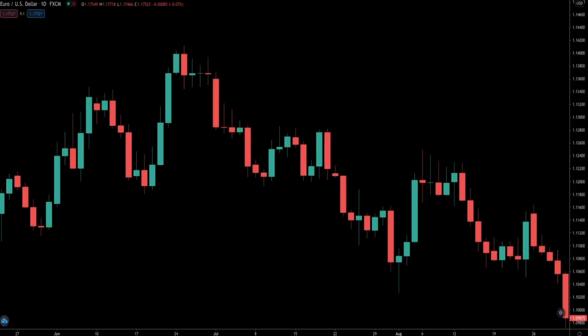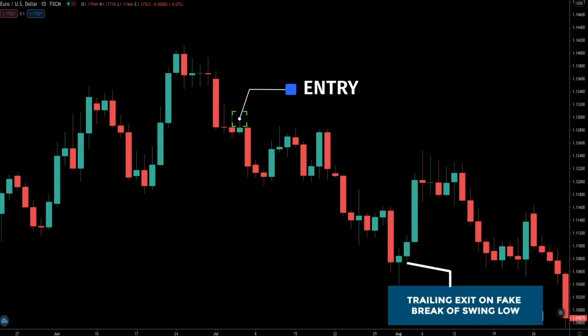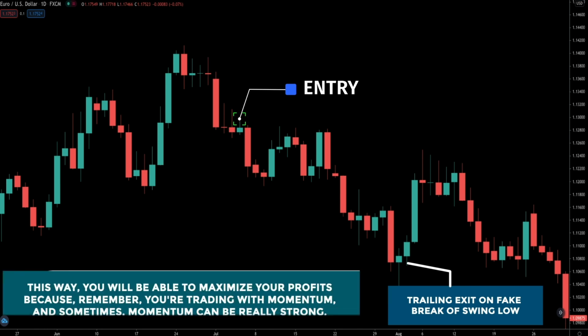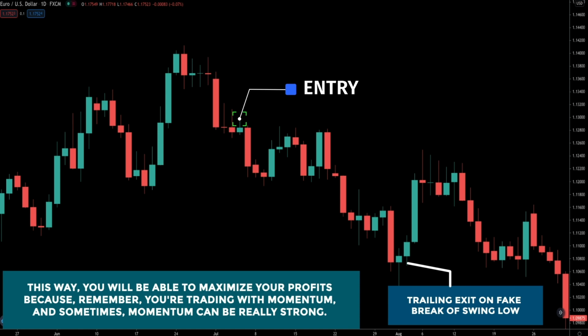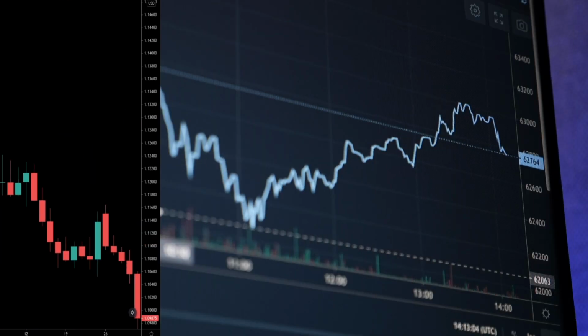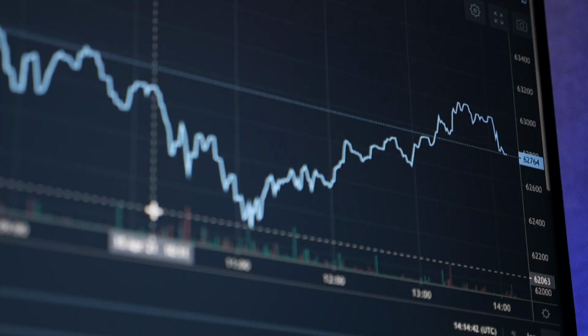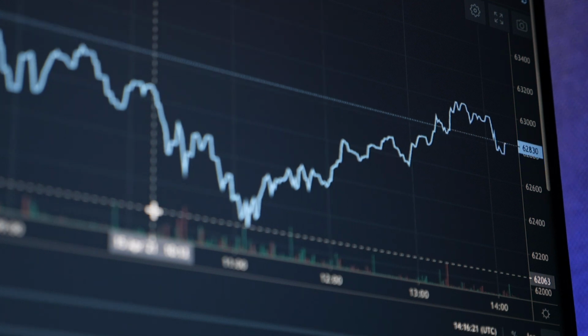Now, if you are a little more advanced, then you can opt for something like a trailing stop loss or a higher time frame support and resistance level as your take profit target. This way, you will be able to maximize your profits because remember, you are trading with momentum and sometimes momentum can be really strong.